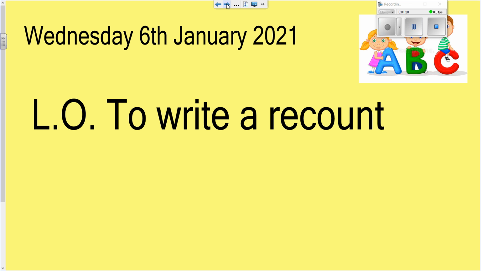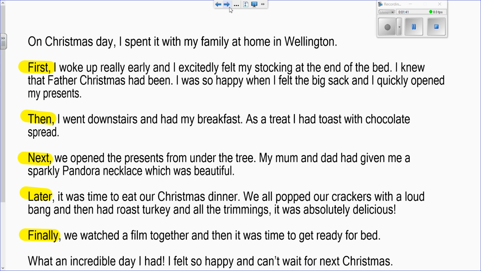So it's exactly the same as what we were doing before. We want to start with an introduction, and then we want to know what you did on Christmas Day in the correct order, so in chronological order. And then we would like a summary of how you found Christmas Day. So we're going to have a look at an example of a recount first to give you an idea.